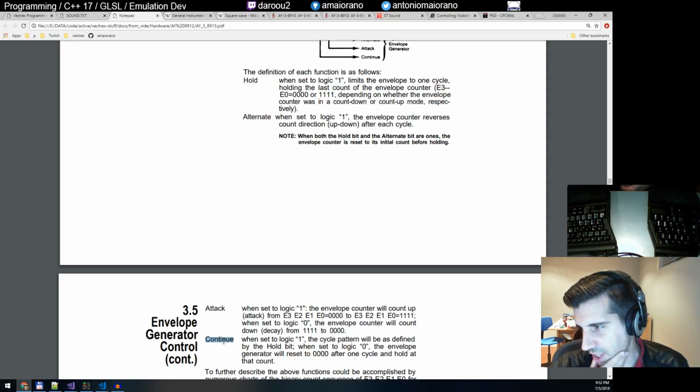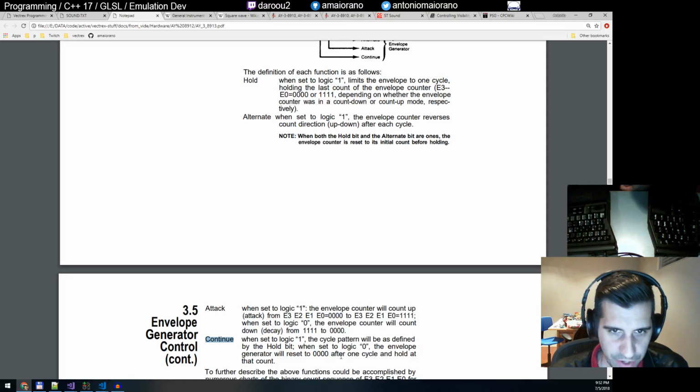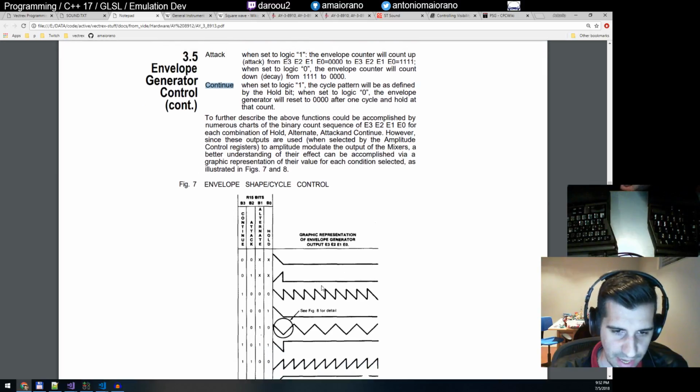Yeah, I agree. Alternate looks like it's for sawtooth, and we're going to see the shape very shortly.